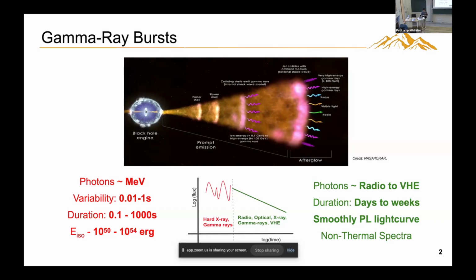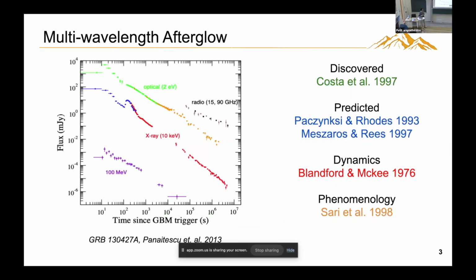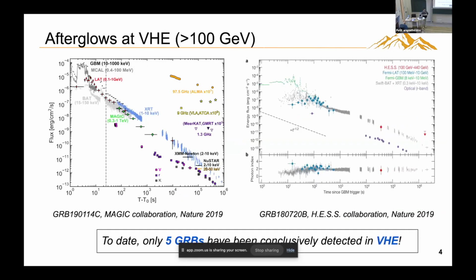shock dynamics. Here in this slide, I'm showing you a multi-wavelength light curve of GRB 130427, where you can see the data from radio to MeV. However, I would like to draw your attention to the major breakthrough in the field of afterglows, when in 2019, for the first time, MAGIC and H.E.S.S. independently reported very high energy photons from two different GRBs, proving that GRBs can be sources of very high energy photons, meaning TeV photons.